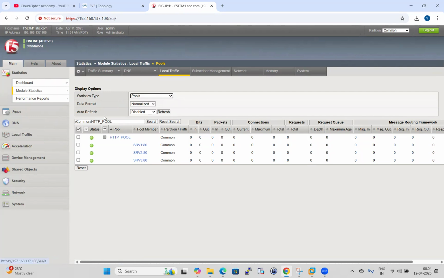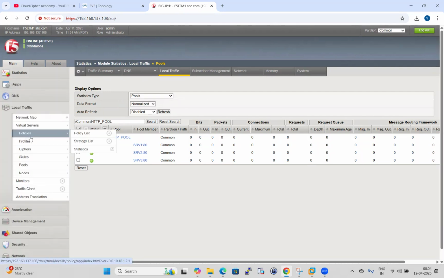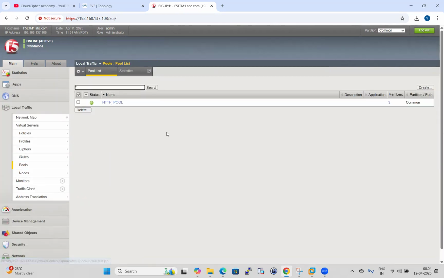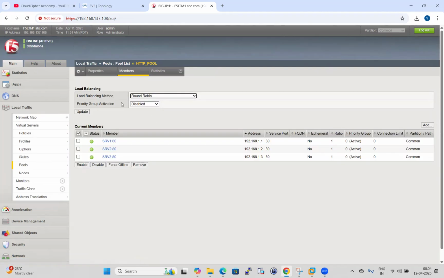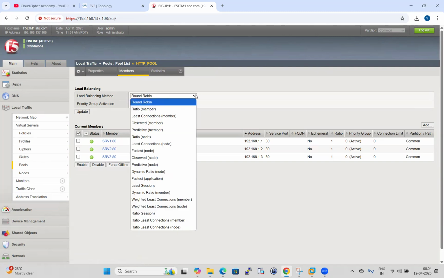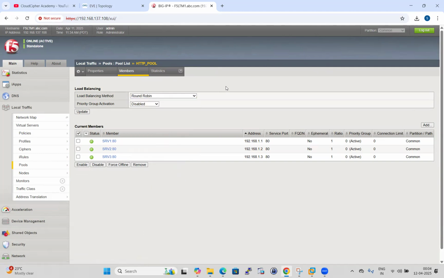So generally we use our load balancing on the pool level, guys. Load balancing method on the pool level. Here we have already configured the load balancing method as round robin. There are so many methods here, we'll see them one by one. Don't worry about it. Round robin is a type of static load balancing method, and second is ratio, which we'll see in our next session. So we have already configured round robin.